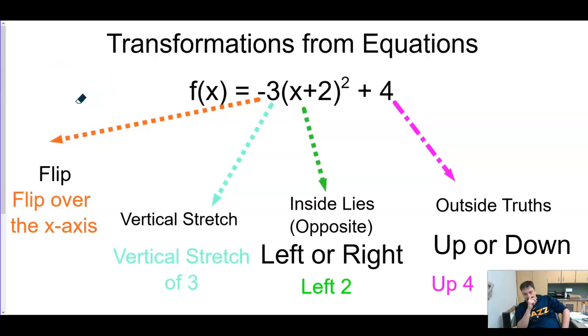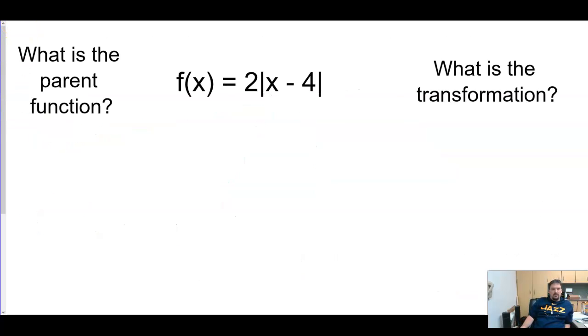So we're going to look at some of these problems to identify the transformations, and then we're even going to graph a couple of them. So let's go ahead and go on to the first example. So we have right here, first off, what is my parent function for this one? Well, my parent function is the absolute value.